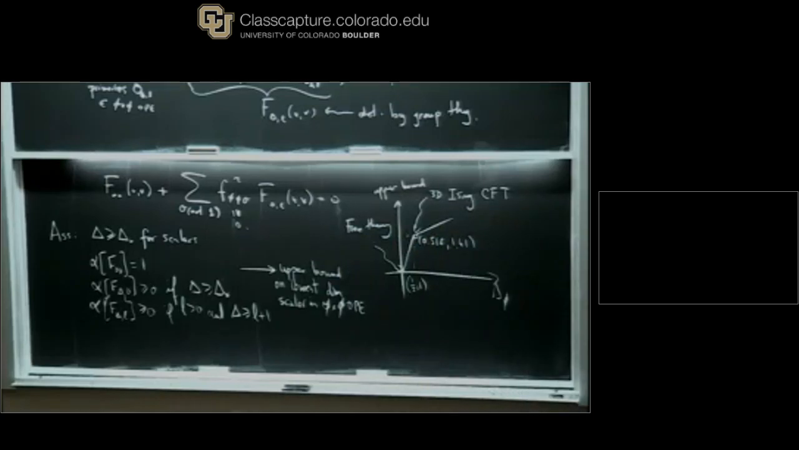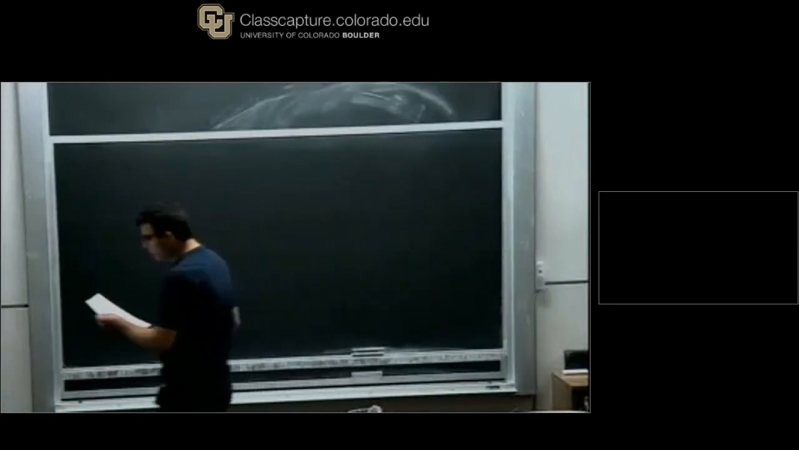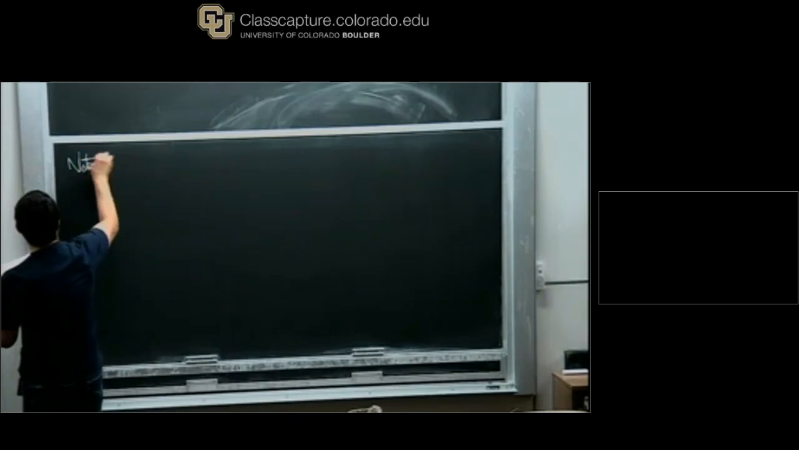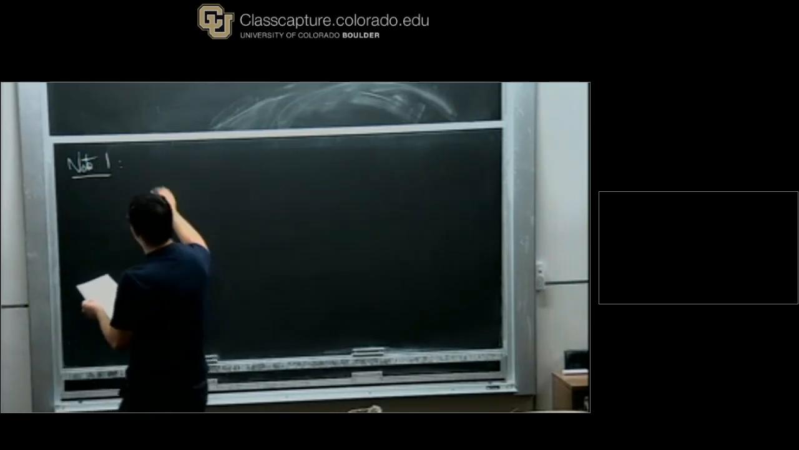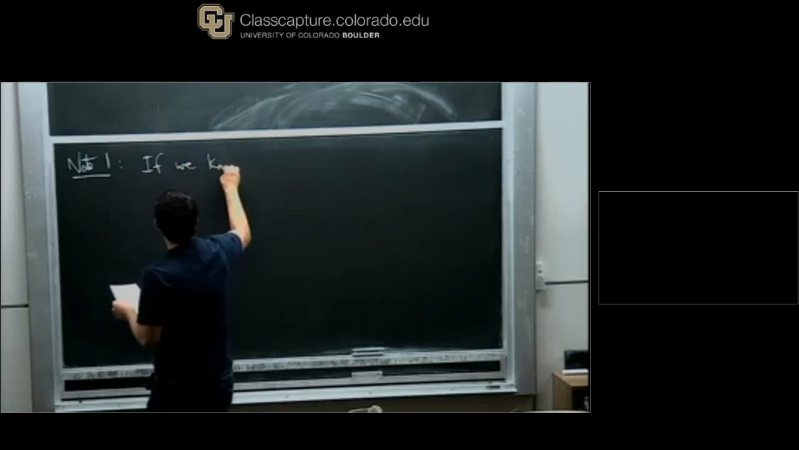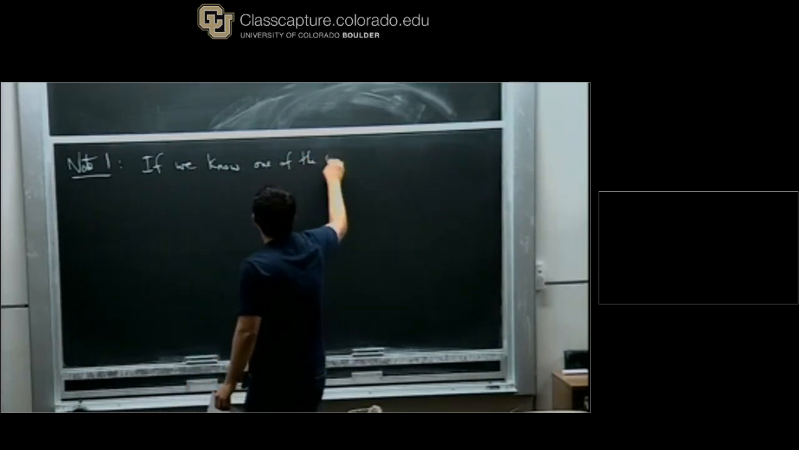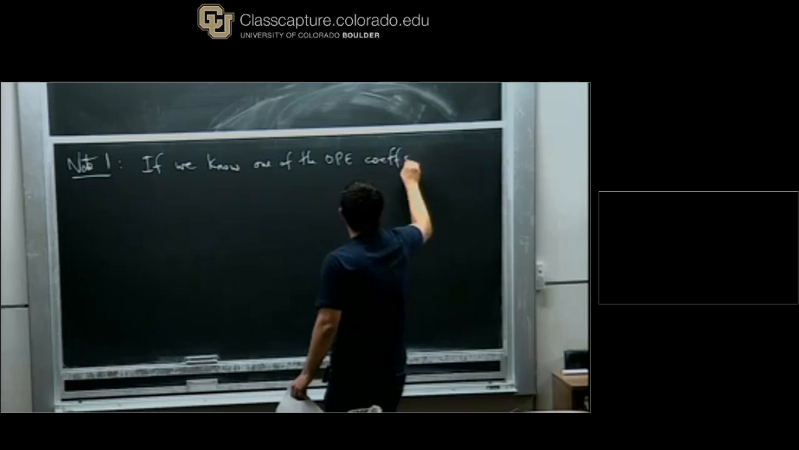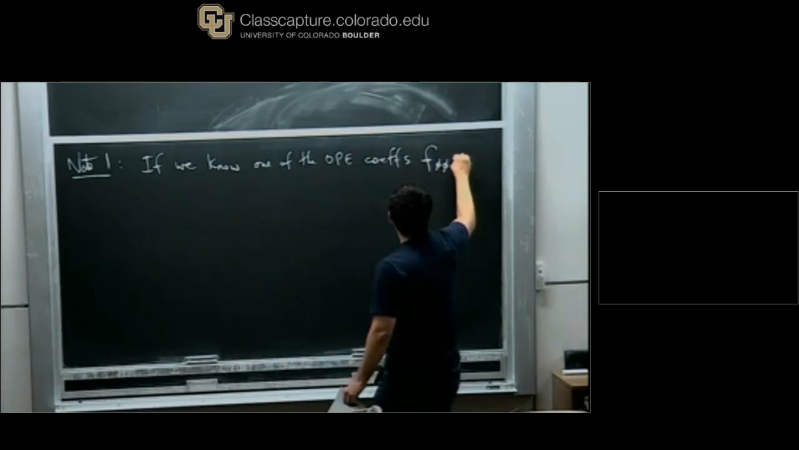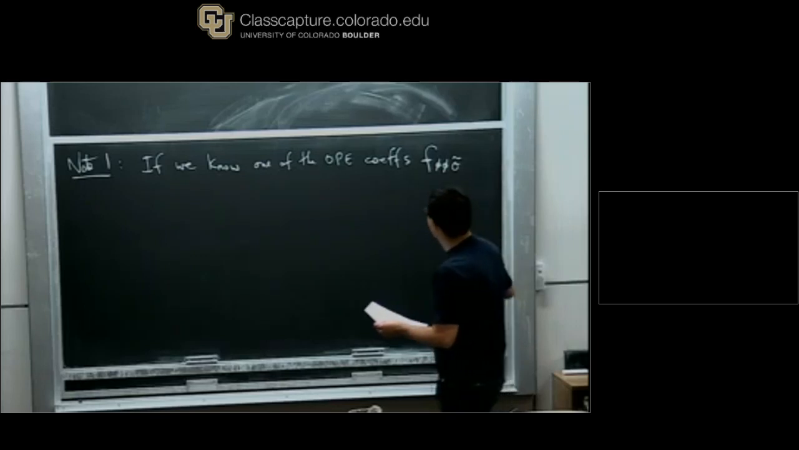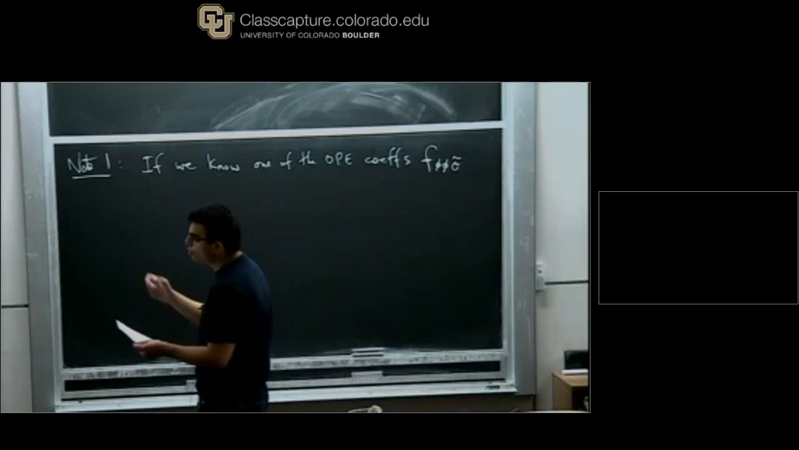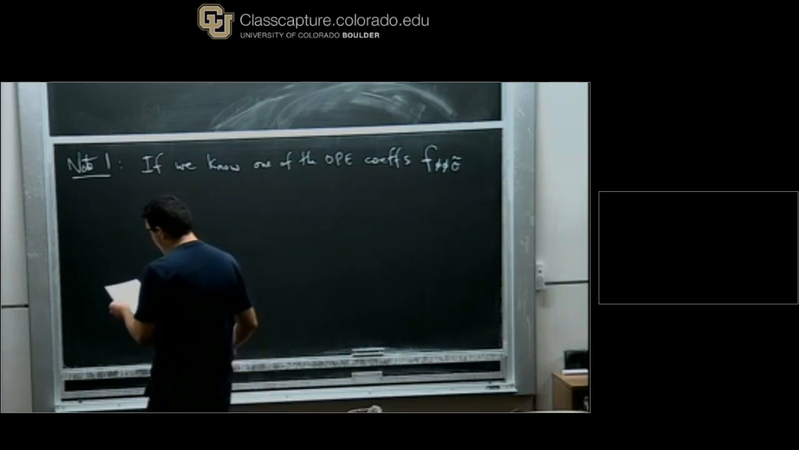Okay, so I want to make some comments about this method, and then talk about other examples. Note, if we know one or more of the OPE coefficients, say F phi phi O tilde for some operator O tilde, then we can improve the bounds in the following way.